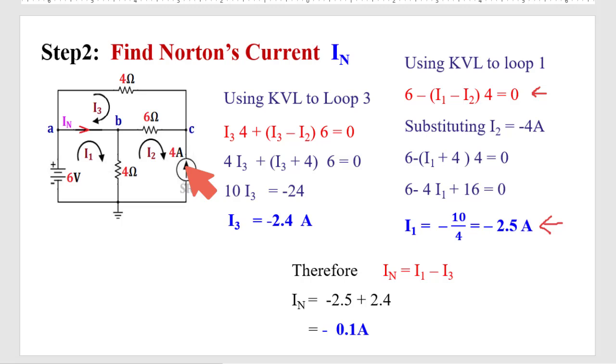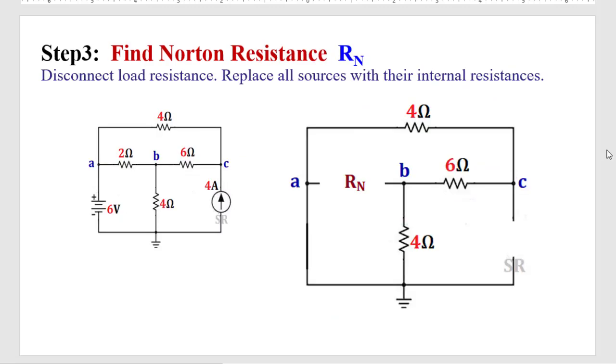What is IN? IN is equal to I1 minus I3. So this is I1 minus I3. Ultimately we got IN is equal to minus 0.1 ampere. This is Norton current. Next we need to find out the Norton resistance.